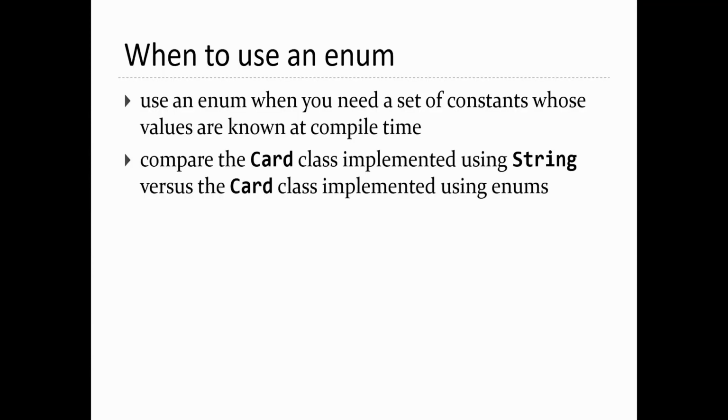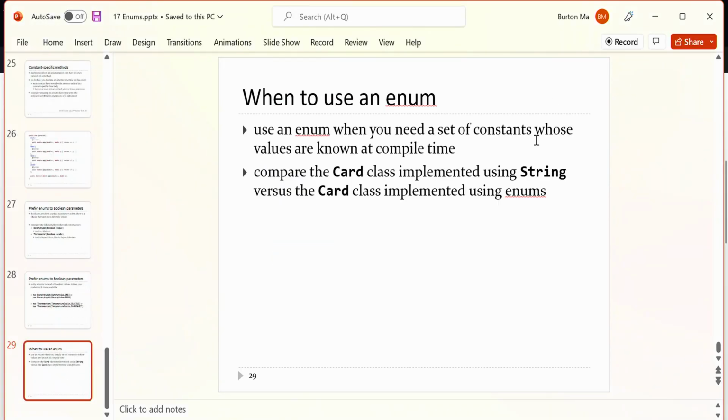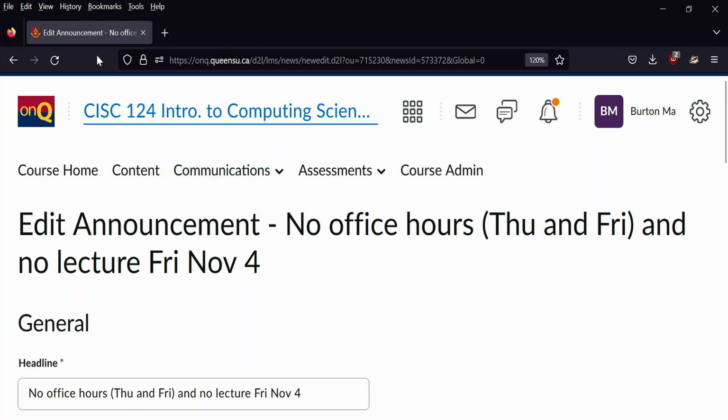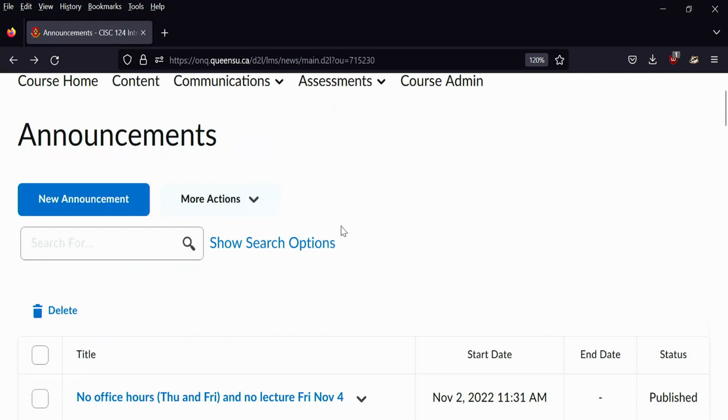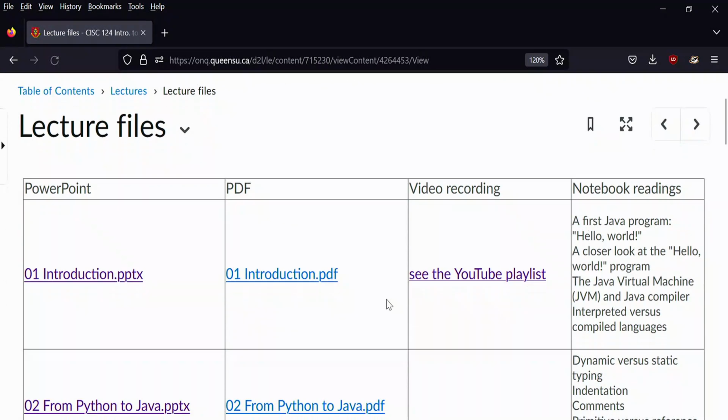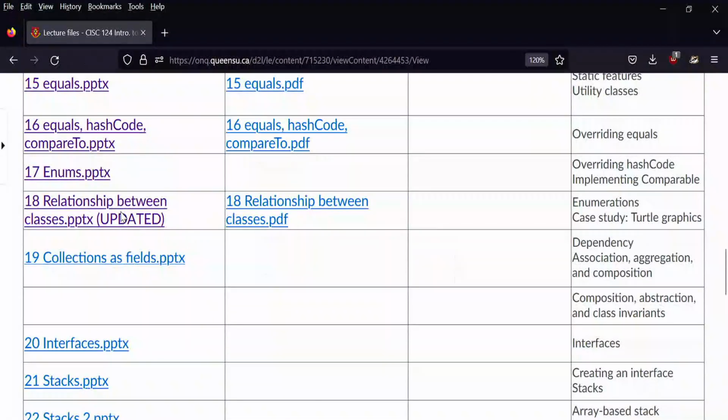Okay, any questions about enumerations? Super. All right. Next lecture, we're going to start to move on to the next part of the course, actually. So this is part 3 of the course. And I just updated this lecture this morning because it had some stuff from last year in it.